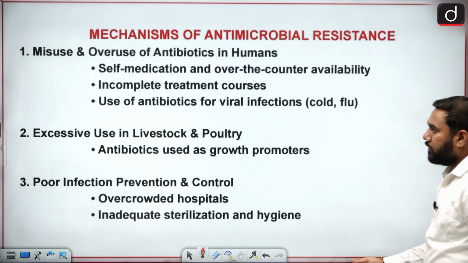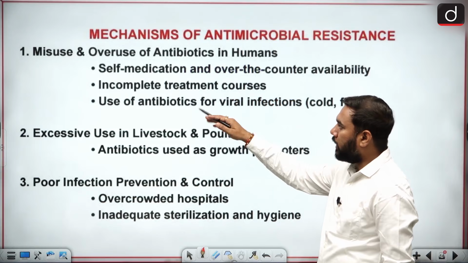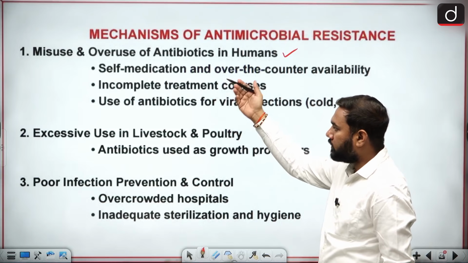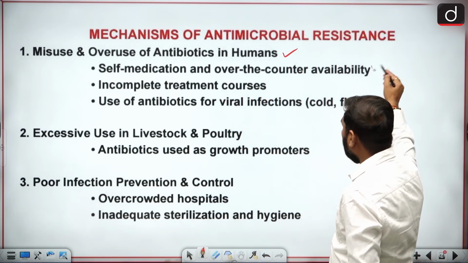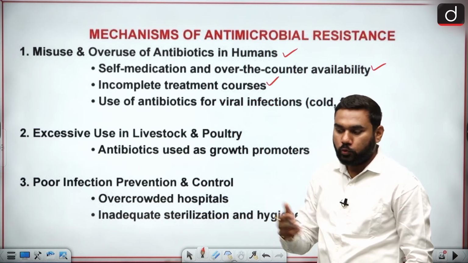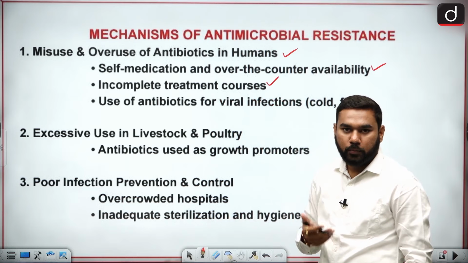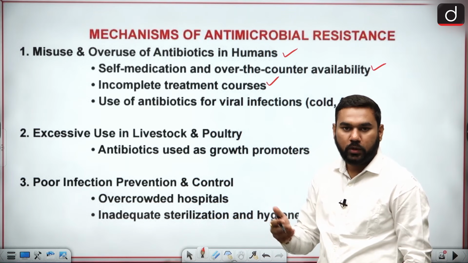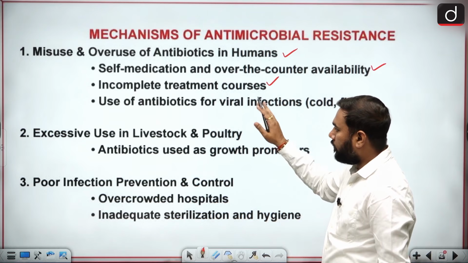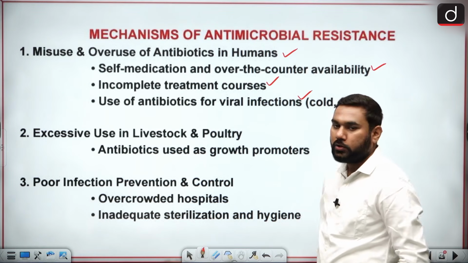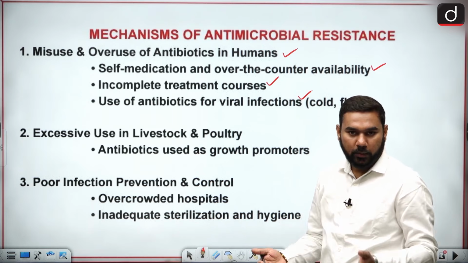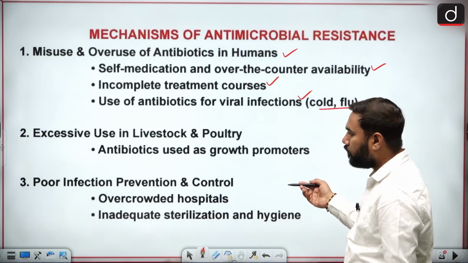When we talk about the mechanism, the first thing is misuse and overuse of antibiotic medicine in humans: self-medication without any prescription, over-the-counter availability, and incomplete treatment courses. Like the doctor can say use this medicine for 5 days, and you get a positive result after 3 days and you just leave it for the last 2 days. This kind of incomplete treatment, and use of antibiotics for viral infection, because you already know that viruses are not affected by antibiotic medicine, but people use it for cold and flu.